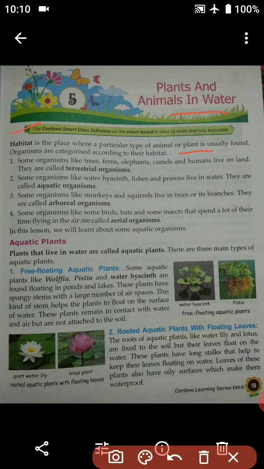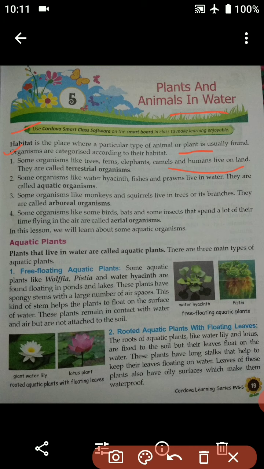Organisms are categorized according to their habitat. So, different organisms are categorized according to the place where they reside. So, number 1, you see, some organisms like trees, ferns, elephants, camels and humans live on land. So, we all know that trees, ferns, elephants, camels and humans live on land. And they are called terrestrial organisms.